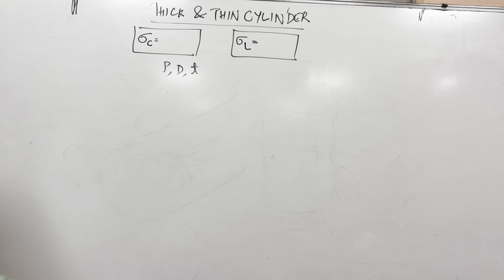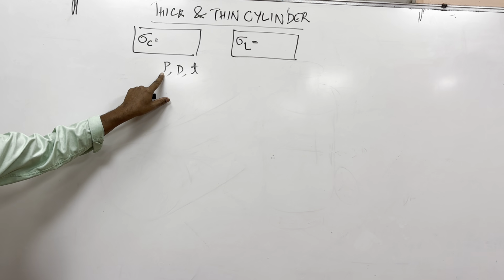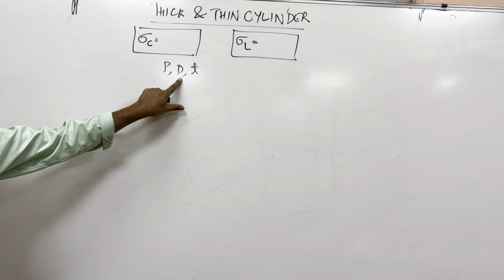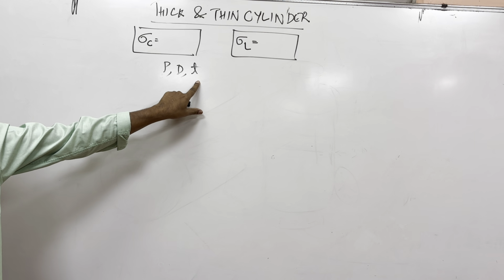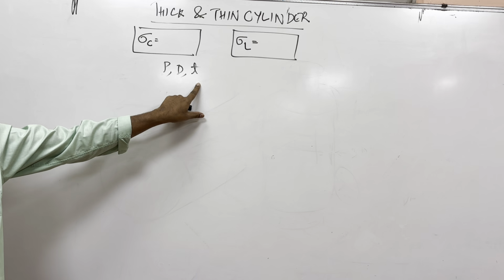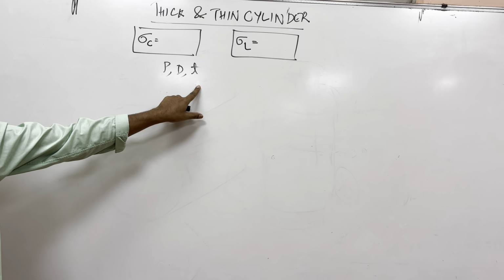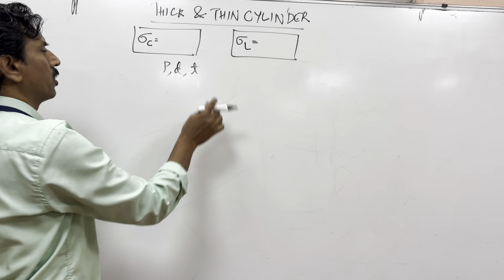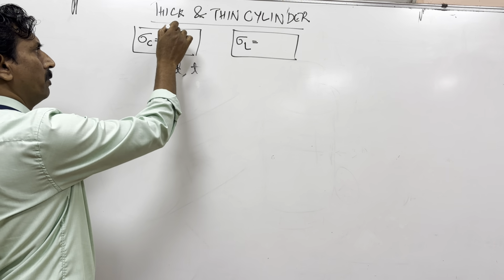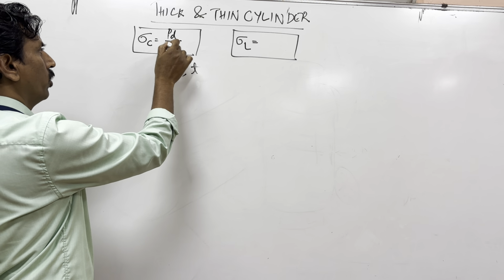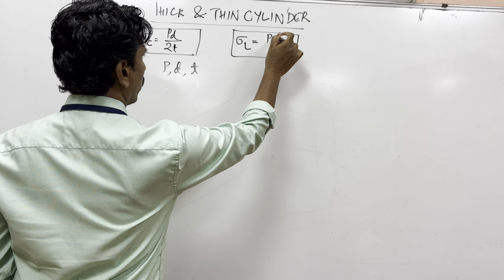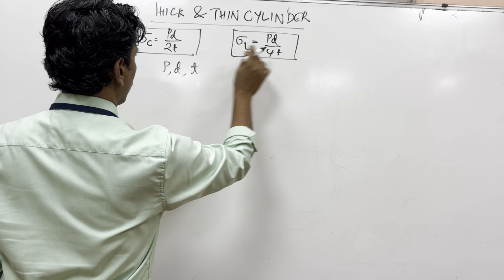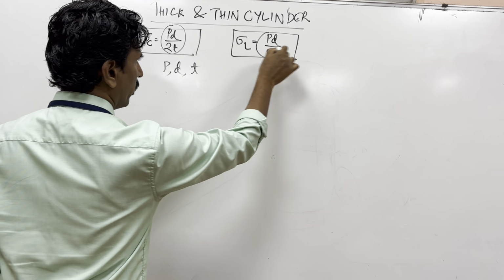Okay, so there are three terms here: pressure inside the cylinder, diameter of the cylinder and the thickness of the cylinder. In terms of this we need to derive this. And you will see that if you call this diameter small d, this is PD by 2t, and this will be PD by 4t. So I am just writing this. So this you have to derive now.